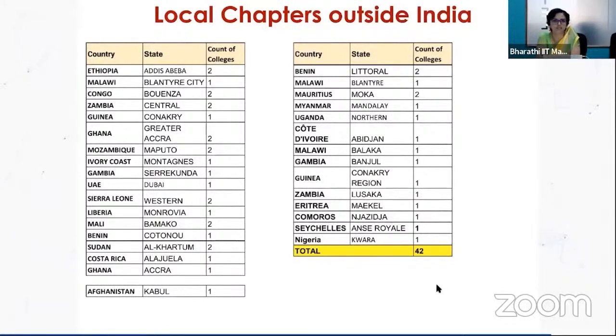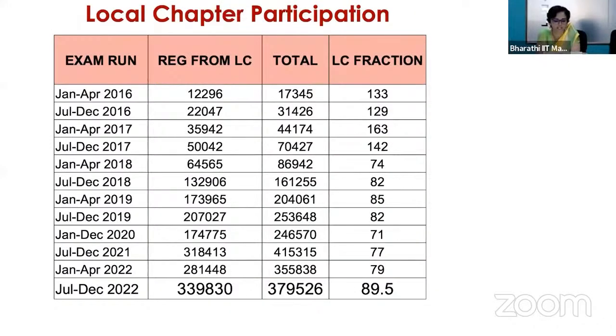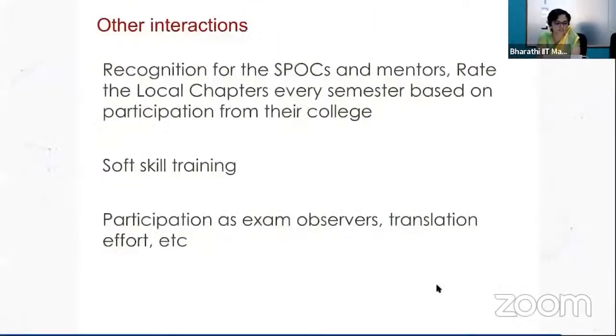We also rate local chapters every semester based on the participation from their side in that particular semester. So how many people have become toppers, how many people have written exams, how many people have done well. Based on it, we also rank and rate the college local chapters. And we publish this list publicly on our website every semester.